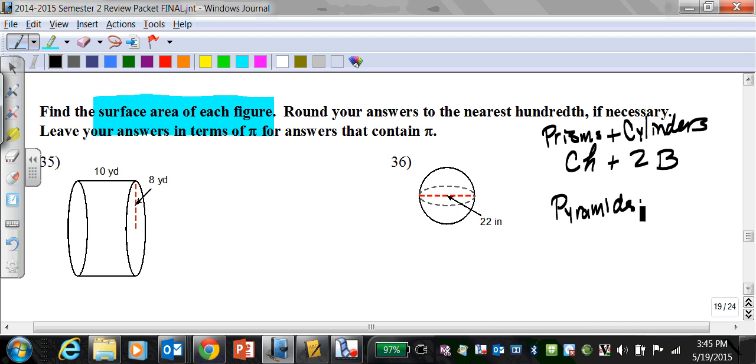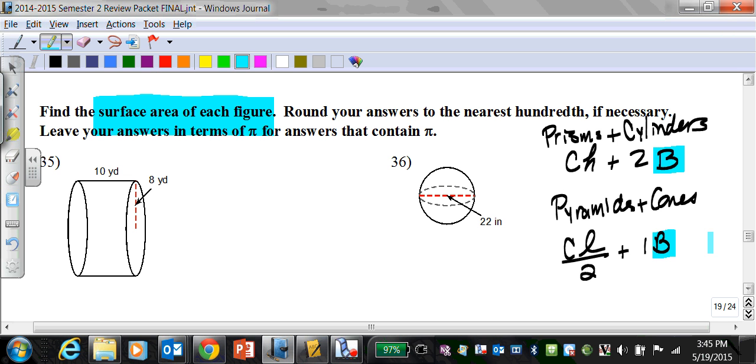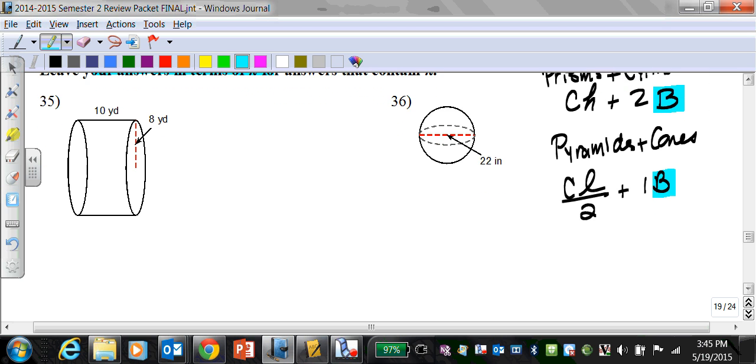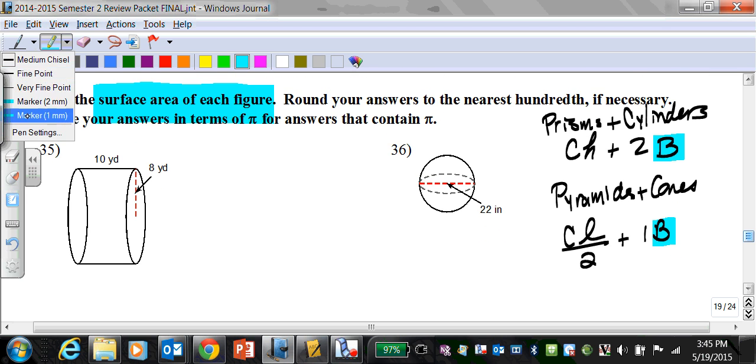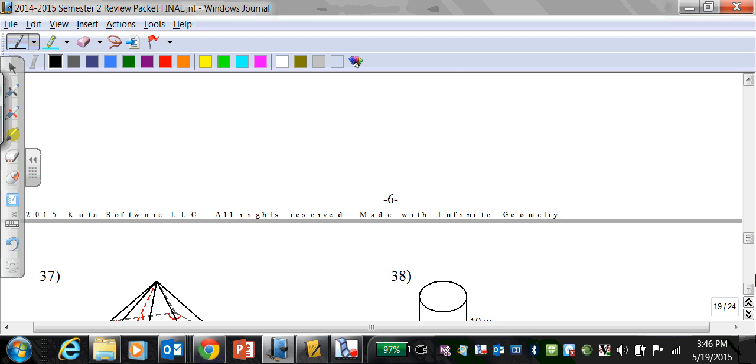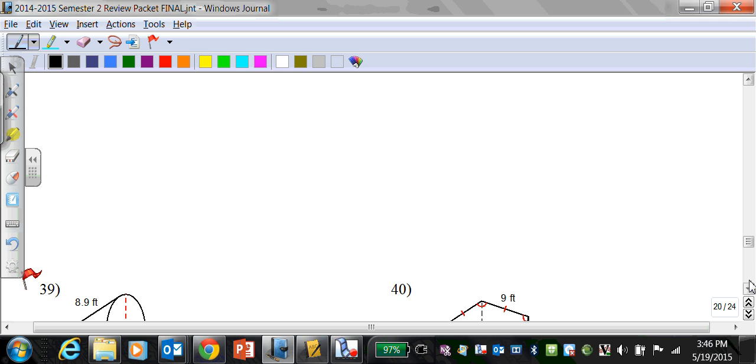For pyramids and cones, that's circumference times the slant height over 2 plus 1 base. And remember that B, once again, let me emphasize, means area of. So now this one's all about area. Remember, you don't have to use equations for surface area. You could also make a net. In fact, I'm going to do that both ways for the one that we're looking at here.